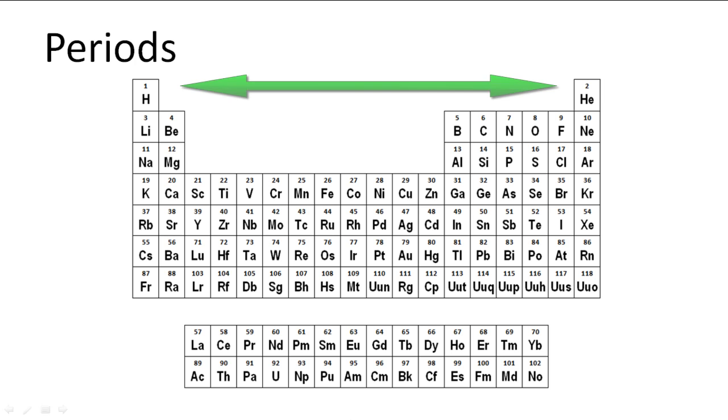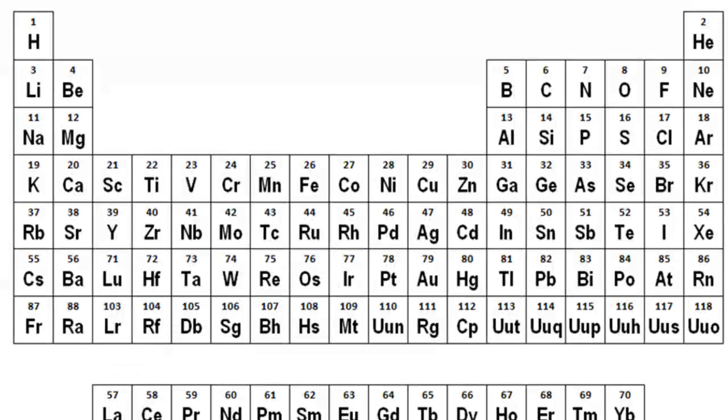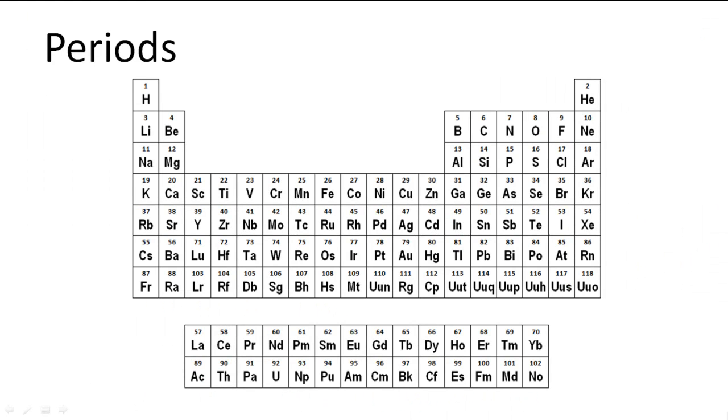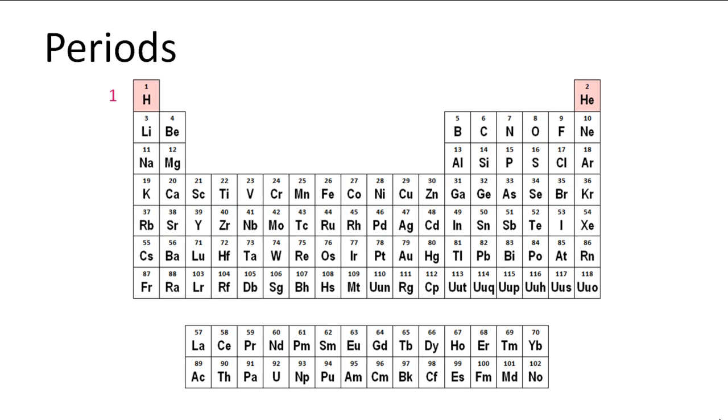The elements are arranged in rows by increasing atomic number. The rows are called periods. As you move from left to right across the period, the properties of the elements gradually change. And just like in school, as one period ends, another begins. There are 7 periods in the table. Let's count them. 1, 2, 3, 4, 5, 6, 7.